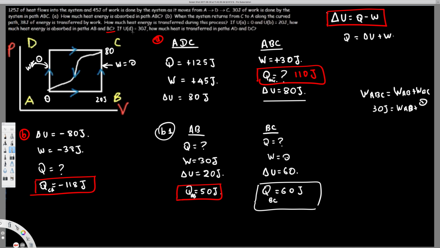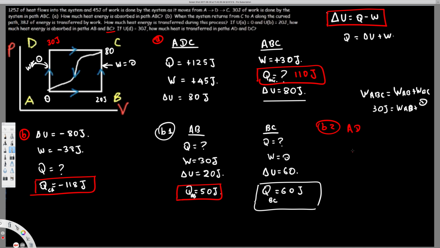Let's look at the last part. If U at D is equal to 30 joule, so they are giving this one. This one is equal to 30 joule right here. How much heat is transferred from path AD and DC? So now let's do this, B2, right? And first we are going to deal with AD.